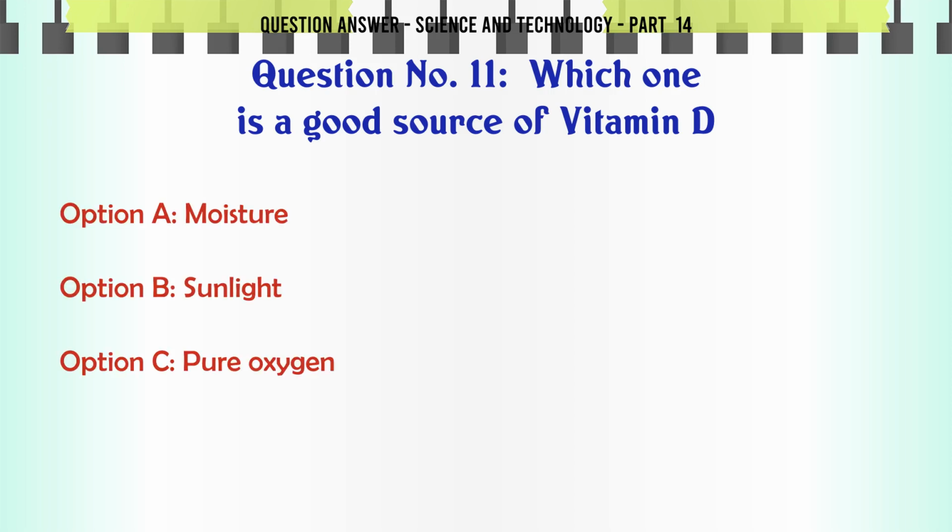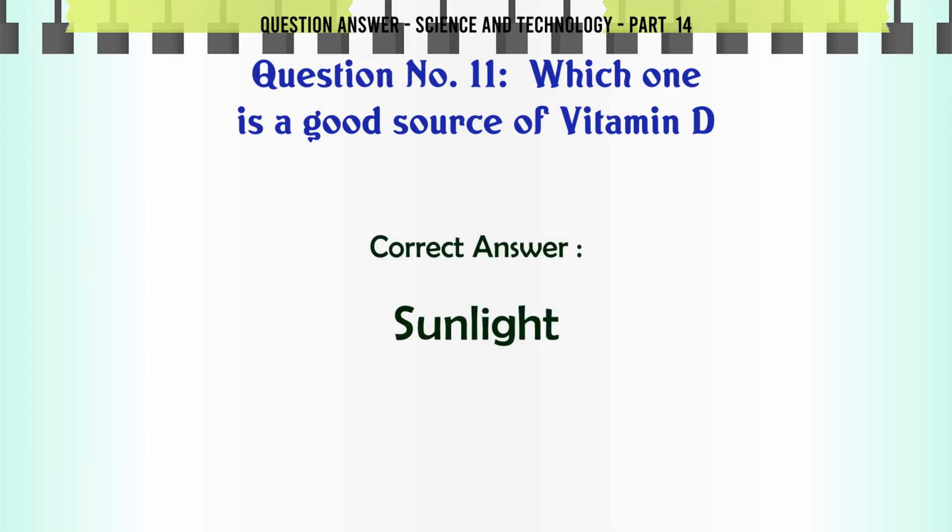Which one is a good source of vitamin D? A. Moisture. B. Sunlight. C. Pure oxygen. D. Pure sulfur dioxide. The correct answer is sunlight.